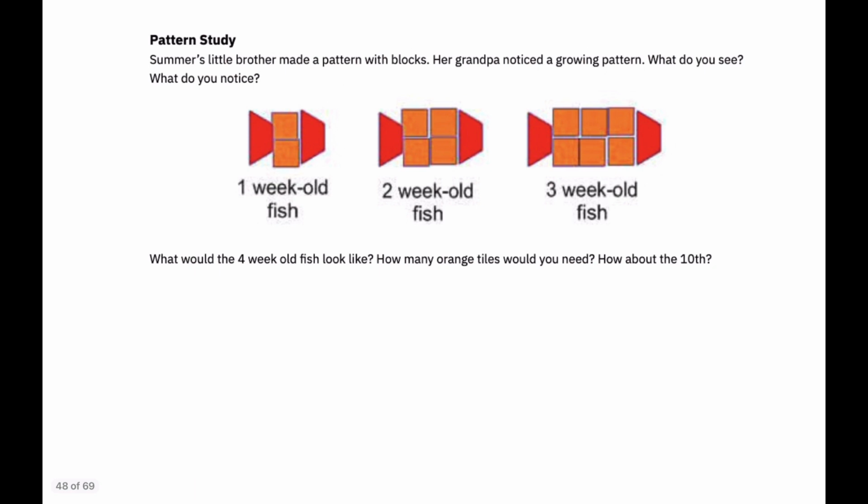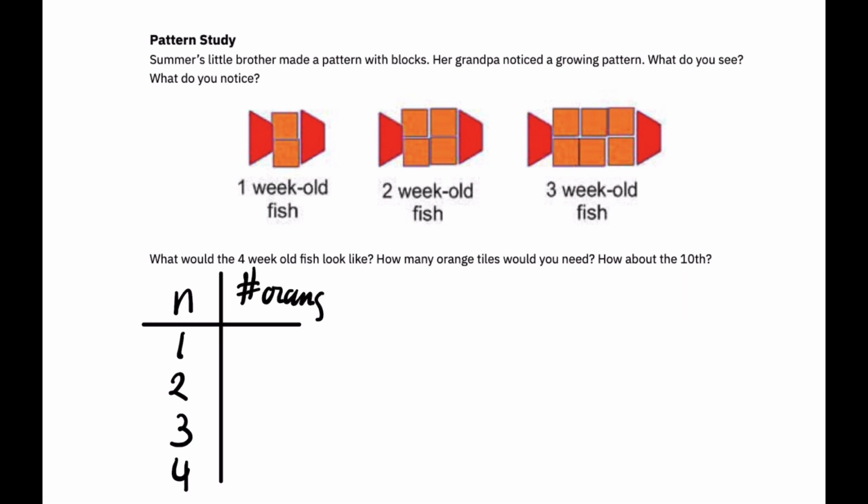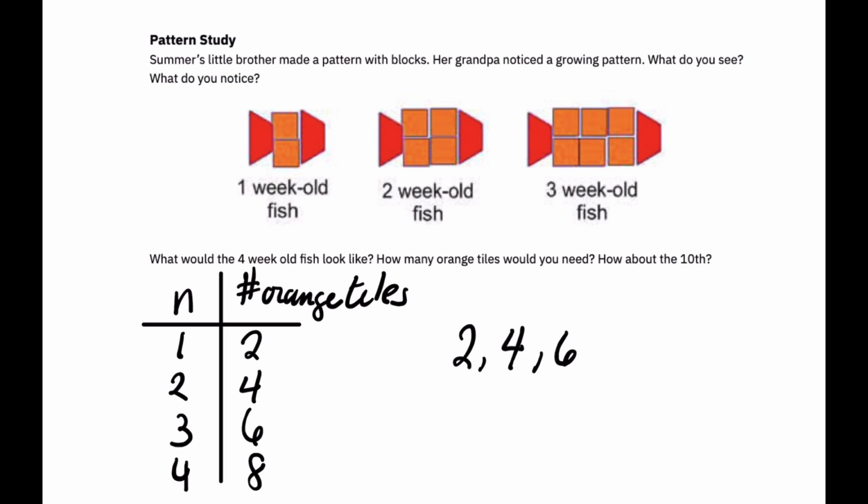We're going to go back to looking at our fish example and looking at that pattern, that sequence that started growing, and figuring out, does this mean this is a recursive sequence? So we're going to just put down what we have, just like last time. We had the first set of terms, 1, 2, 3, 4. And we know these are the number of orange tiles. And the first numbers in our sequence were 2, 4, 6, and the next one will be 8. So does this represent a recursive sequence?